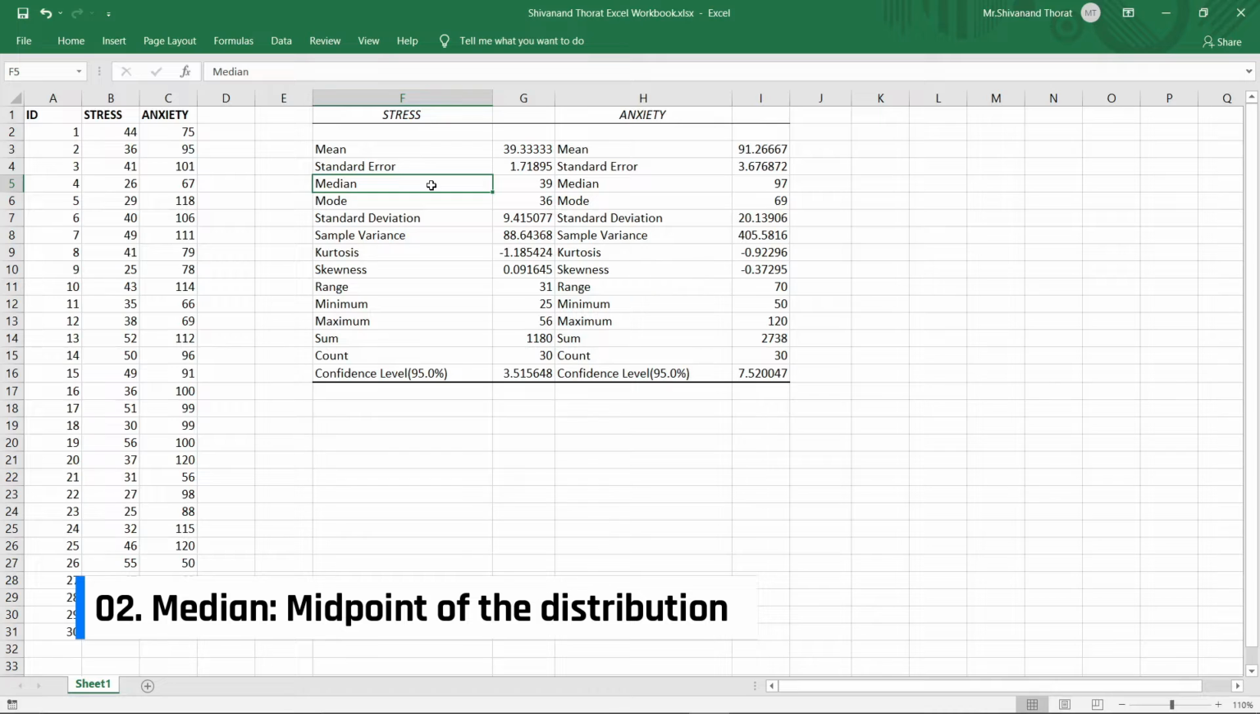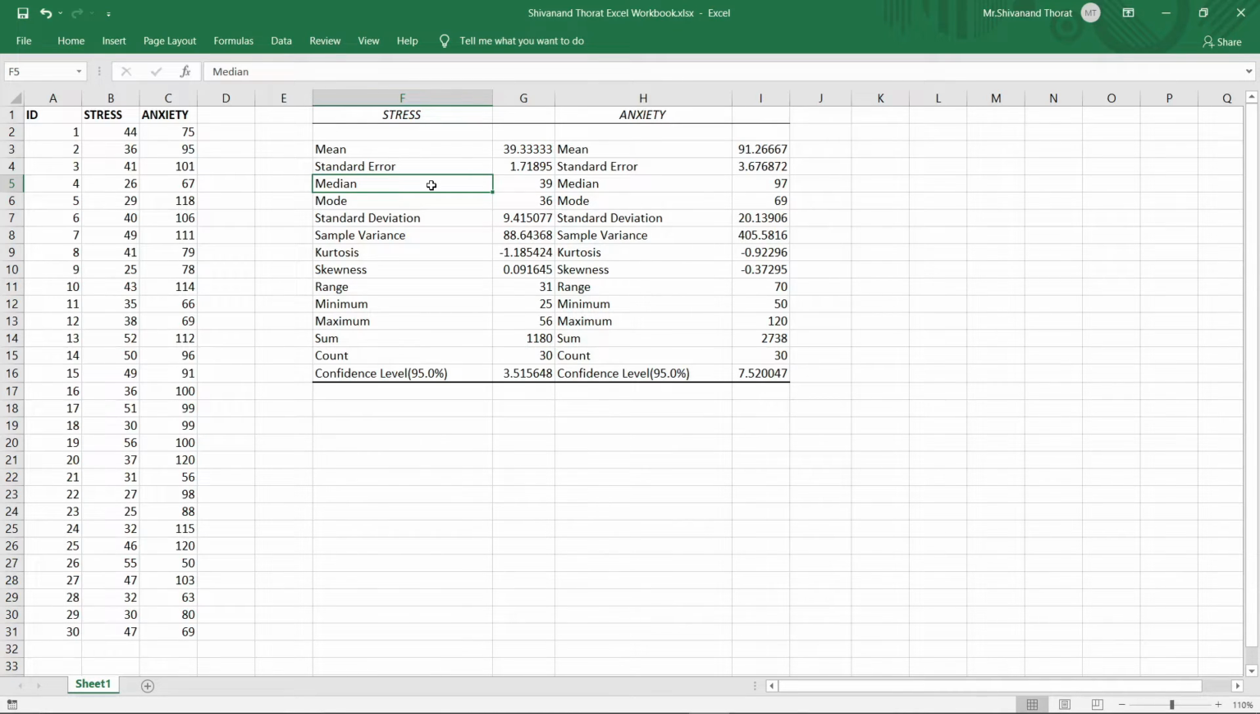Median is the midpoint of the distribution, if values in the dataset are arranged either in ascending or descending order. For example, in this dataset, if I arrange all values in the ascending order and then select the midpoint, that will be a middle number between 15th and the 16th value.